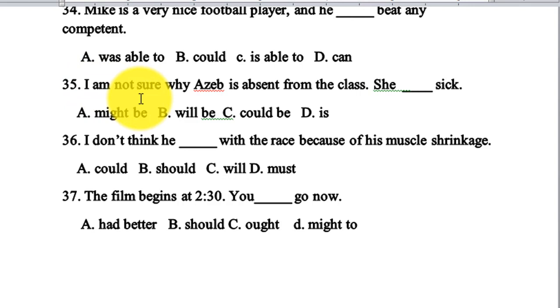The next question: I'm not sure whether there is absent from the class. This is the correct evidence, please. I'm not sure. What does this mean? I'm not worried about this. Yes. I wonder where Azeb is. I'm not sure where Azeb is.